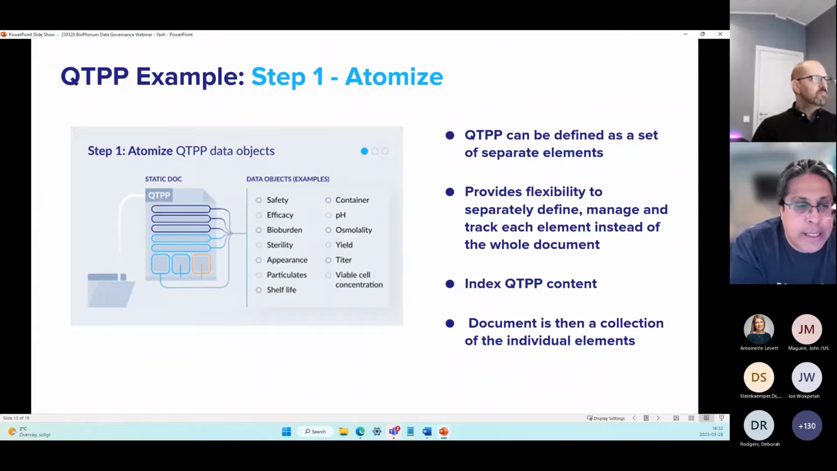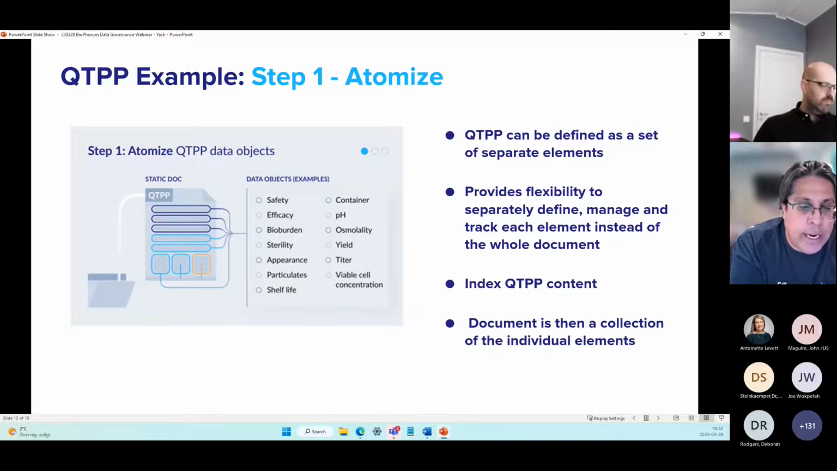So step one, atomizing the data, right? Today QTPPs really are documents that sit in folders. They tend to be quite static, but they're really comprised of individual elements that are the requirements. They're the product requirements that will ultimately ensure product quality and safety. So you can think about atomizing the elements of the quality target product profile into their individual requirement elements. And so once you've done that, now you're starting to create the flexibility to separately define and manage and track each element instead of the whole document.